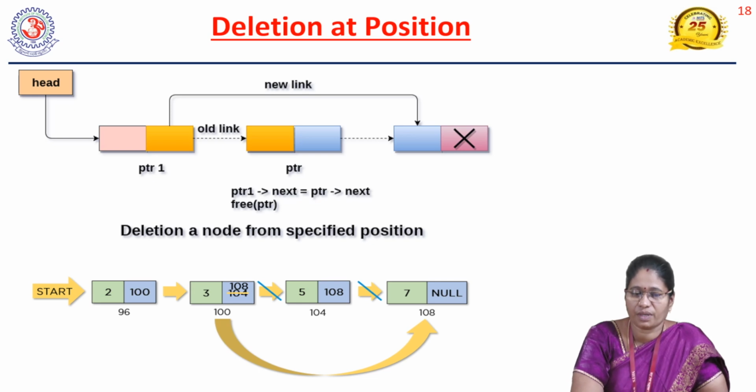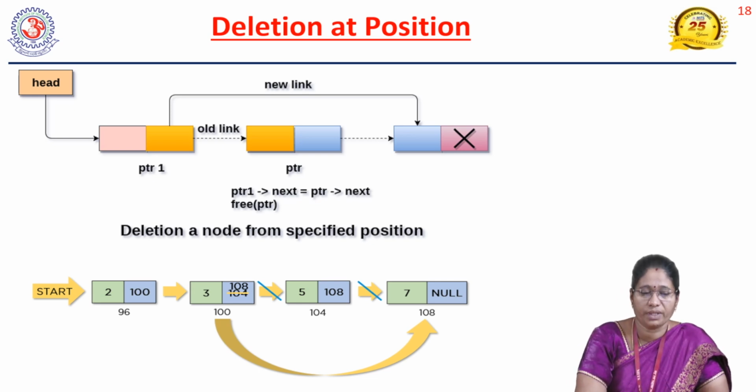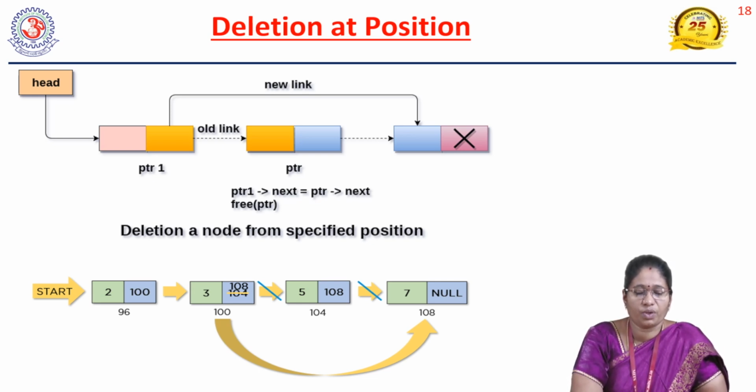Okay, if you observe a real-time example, your first node is holding the value 2, the next node is holding 3, later 10 and 7. Which node do I want to delete? I want to delete the third node. Okay, so how to delete?